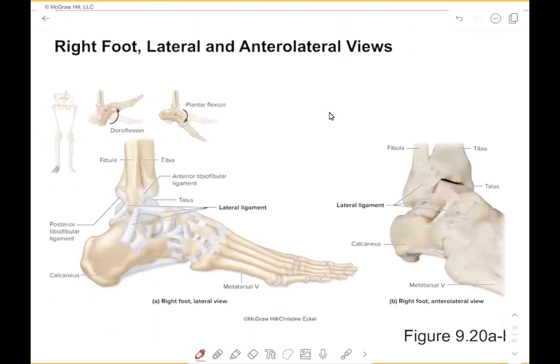For the foot, we have some joints that allow these special movements called plantar flexion and dorsiflexion. So dorsiflexion is raising the toes to point to the ceiling. Plantar flexion is standing on our tiptoes. And it's a joint that's between the tarsals as well as the fibula and the tibia.